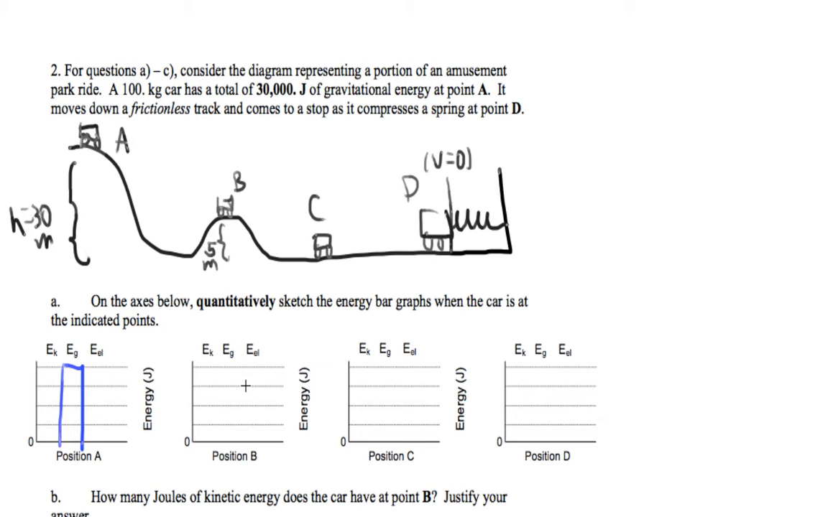If you remember, at position A, we had E_G. At B, we have a combination of kinetic and gravitational. Position C, it's all kinetic. And in position D, we actually have all elastic energy because we're not moving and there's no gravity. Again, the clue that there's no dissipated energy is this word frictionless.